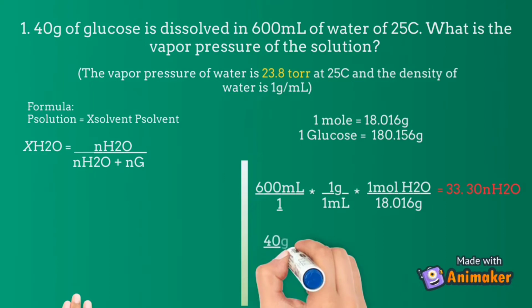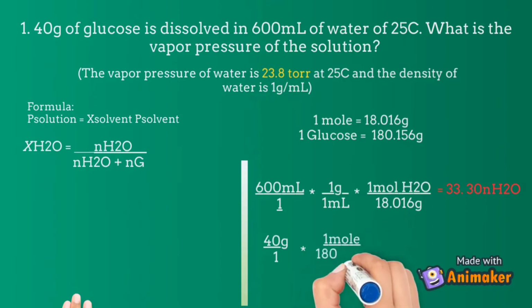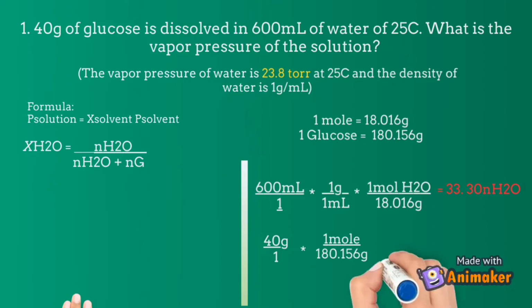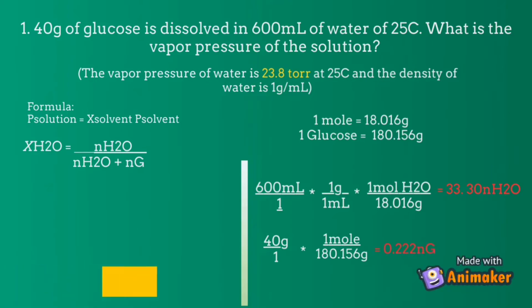Another is our 40 grams of glucose. I-convert naman natin siya into mole of glucose para makaproceed na tayo sa ating X solvent solution. So, we have here 40 grams over 1 times 1 mole over 180.156 grams. Okay, multiply natin sa taas at sa baba, and then i-divide lang natin, and we got the answer 0.222 mole of glucose.